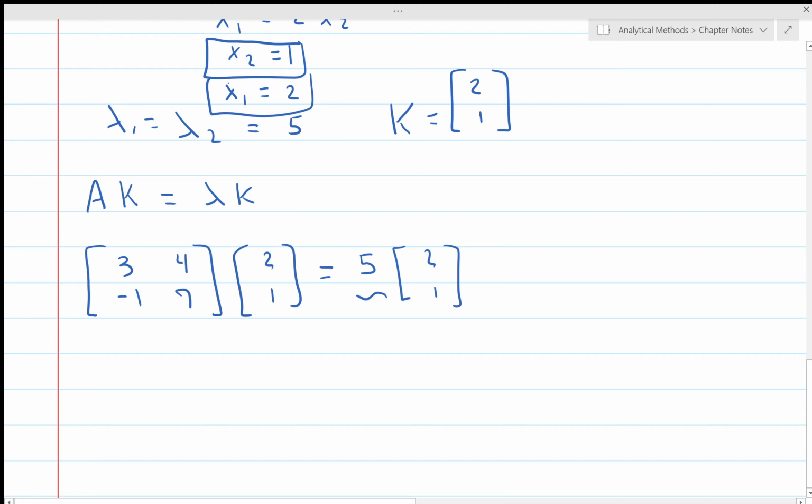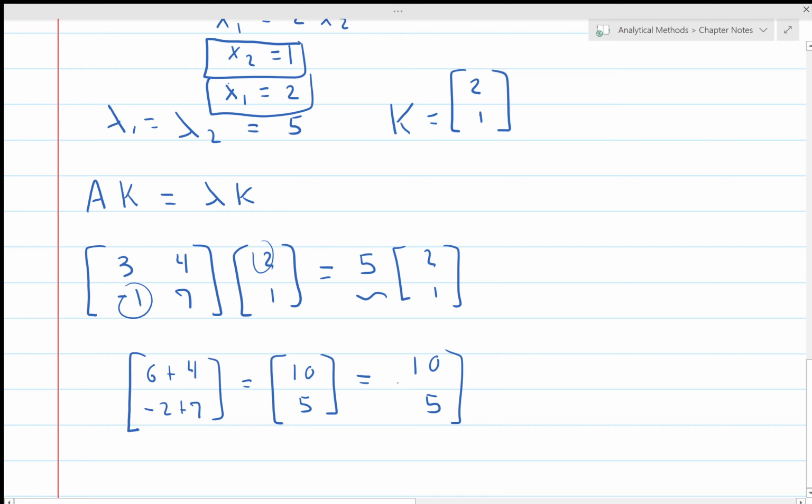So doing vector multiplication, 3 times 2 is 6, plus 4 times 1, which is 4. And then I have -1 times 2, which is -2, 7 times 1, which is plus 7. That's going to equal to my 2 by 1 of 10 and 5. Lo and behold, that's equal to 10 and 5. So that is a solution. Alright, so that was one example.